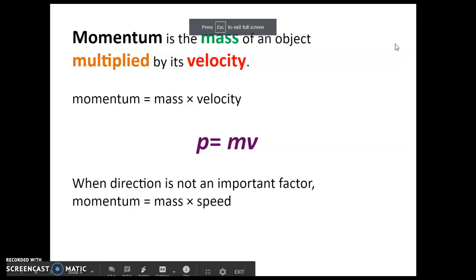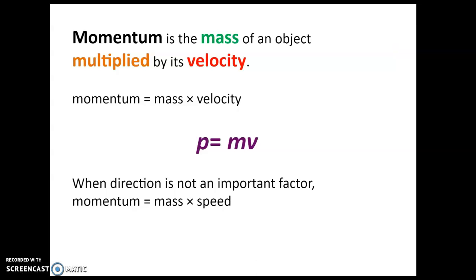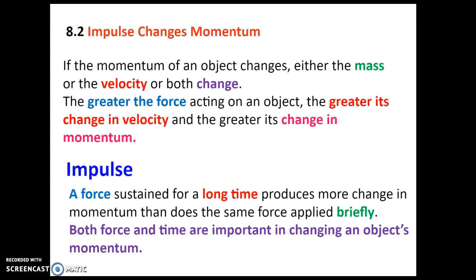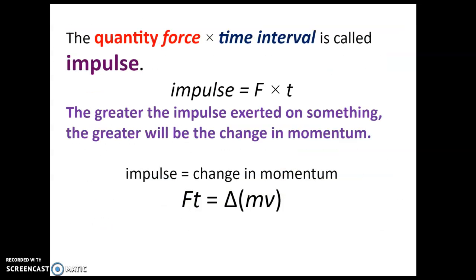All right, so yesterday you were introduced to the concept of momentum, and momentum was mass times velocity, so p equals mv. Let's just jump ahead to impulse. We said that impulse is the quantity force times the time interval over which you are applying that force. So the greater the impulse exerted on something, the greater the change in momentum. The change in momentum is equal to your impulse. This is how we get the equation Ft equals delta mv.